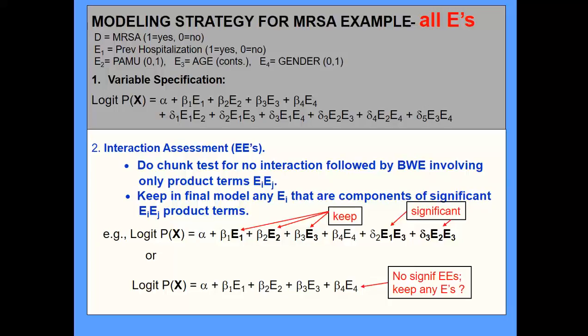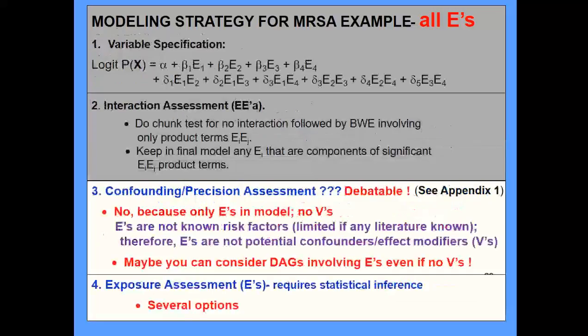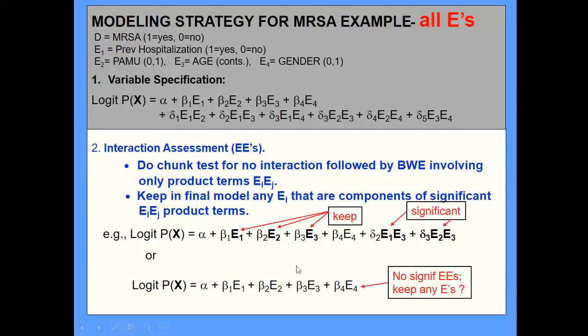You can assess whether E4 should stay in or not, depending on how you go about the process. Now, if it turns out from interaction assessment that nothing was significant when you started with the chunk test and then went backwards, you'd be left with this model, which only has the E's in there, with no product terms. And you still have a problem: what do I do with this? Do I just fit this model? Do I do something else with this model? One thing you could always do is backward elimination, but maybe you could just fit this model. So there are some alternatives that I want to talk about here. This is the second stage, interaction assessment, when you've got all E's.